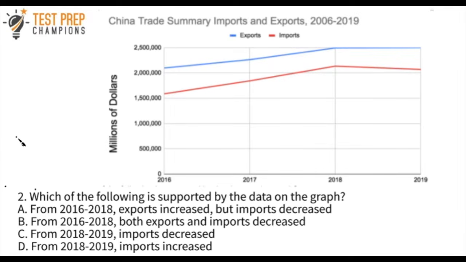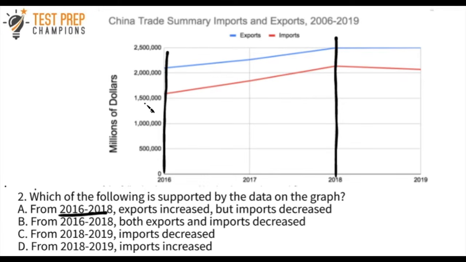So from 2016 through 2018, it's telling us exports increase but imports decrease. Let's see if that's true. What we want to do is just focus on that specific date range. So let me highlight that date range here, 2016 through 2018. I'm doing this because on any of these questions where it comes down to reading graphs, whenever they give you a range like this, that's telling us that you can ignore everything else. Whatever's happening over here on this part of the graph, we can ignore that, and we just want to look at what's happening in between 2016 and 2018.